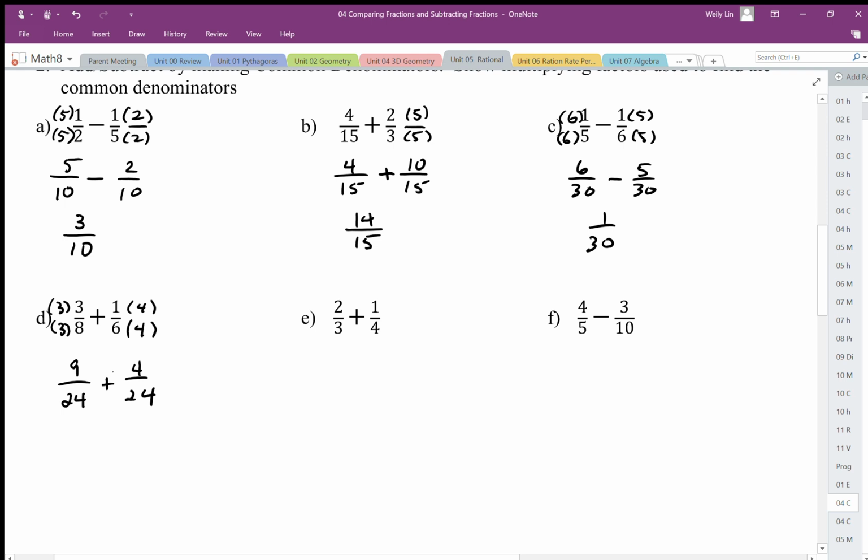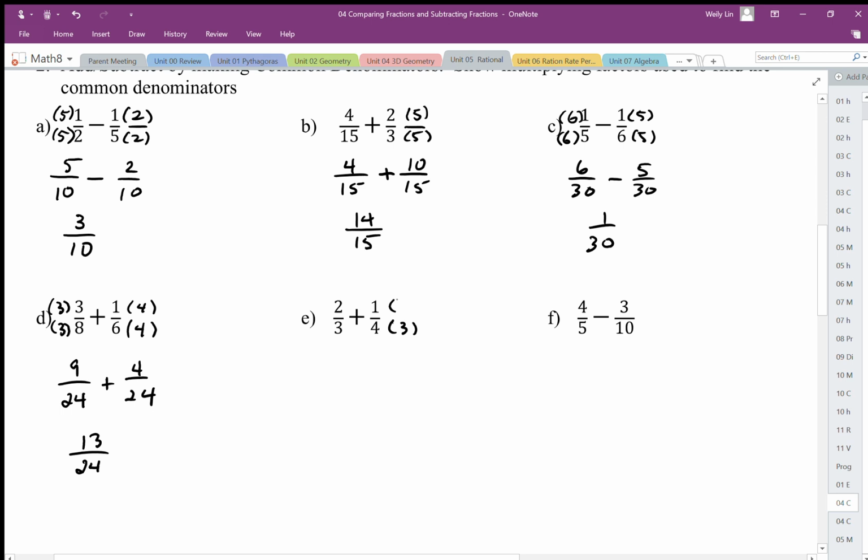Once you have the common denominator, the denominator again doesn't change because now we have the same size pieces. So when we add, we don't change the size of the pieces, but we can count the numerators together. So we end up with 13 1/24 pieces. We had 9 1/24 pieces here, and we had 4 1/24 pieces here. So the numerator counts the number of pieces. The denominator tells you how big the pieces are, so we can count the numerators together.